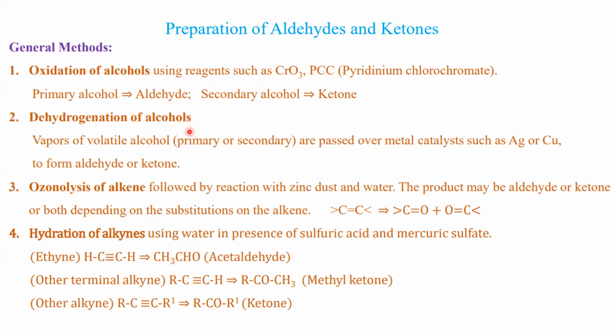Then dehydrogenation of alcohols. So vapors of the alcohol are passed over metal catalyst to form aldehyde or ketone. So hydrogen gets removed over here. Say for primary alcohol, you can write RCH2OH is passed over heated metal catalyst such as silver or copper at about 573 Kelvin. So we get the formation of RCHO and hydrogen.